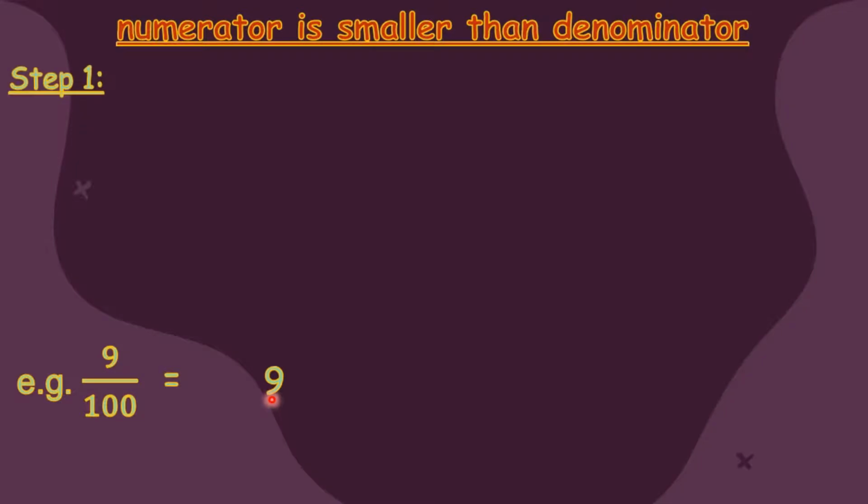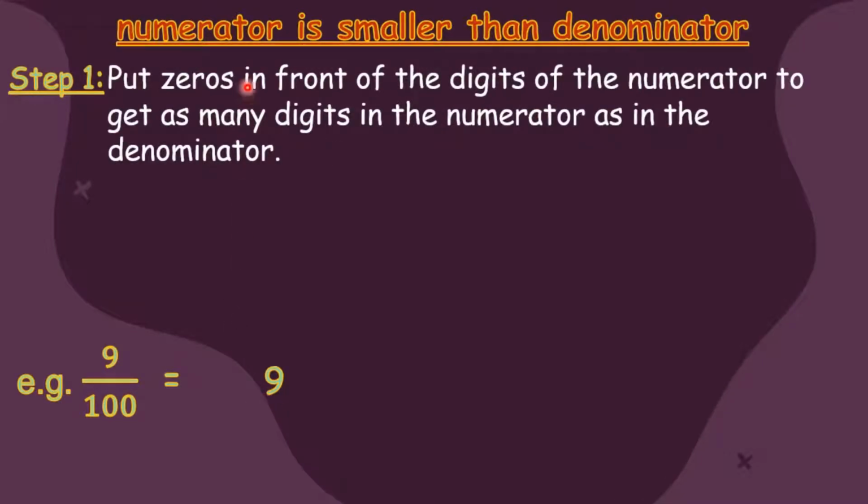The next step is to put zeros in front of the digit of the numerator to get as many digits in the numerator as in the denominator. So here we have 3 digits in the denominator. When we write 2 zeros in front of the number 9, we get the same number of digits in the numerator as in the denominator.